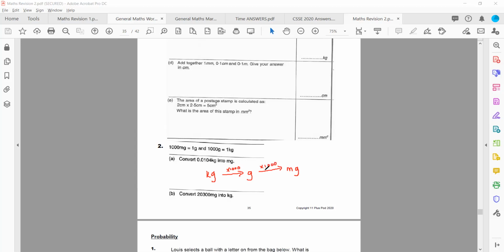Now, I'm not going to tell you the answer to this. The answer will be in the answer booklet, but you can have a go at that there. And the same, this time you're moving from milligrams to kilograms. And I would advise going via grams.